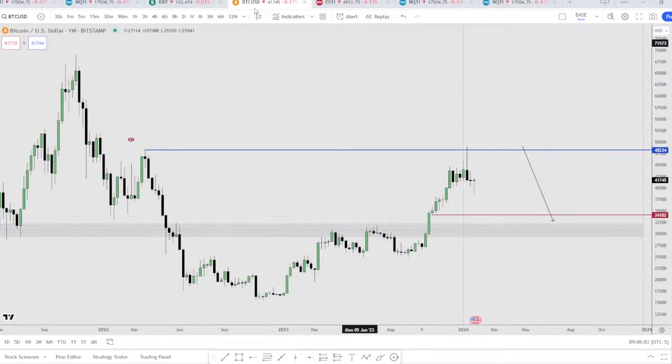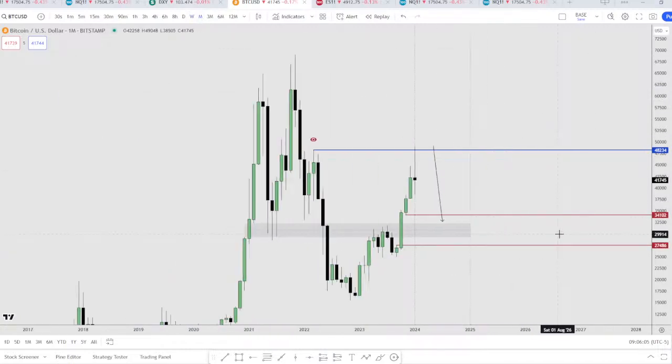Alright, so for Bitcoin initially, I think I repeated this many times, but initially I was looking for this lows here to be tagged before trading higher into this buy side. But right now, because this buy side has been tagged first, I'm looking for prices to trade lower.